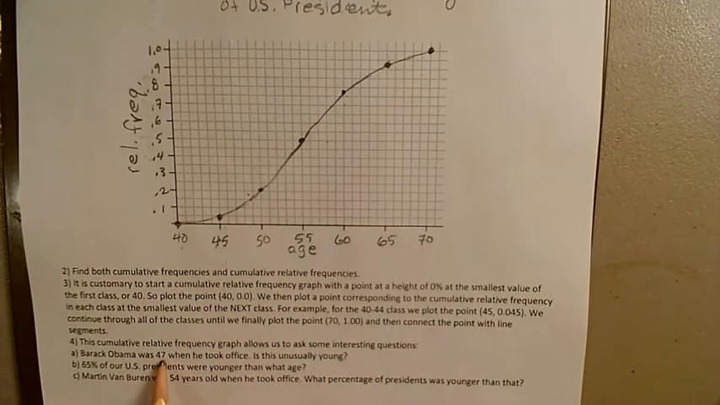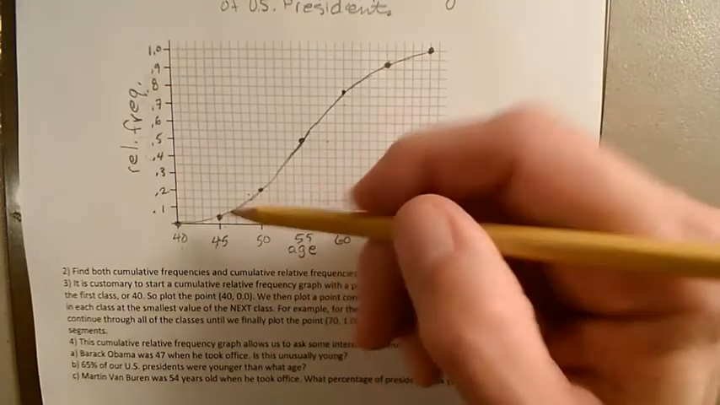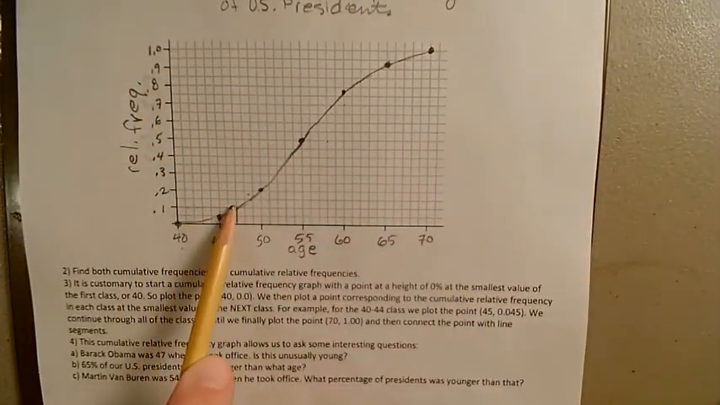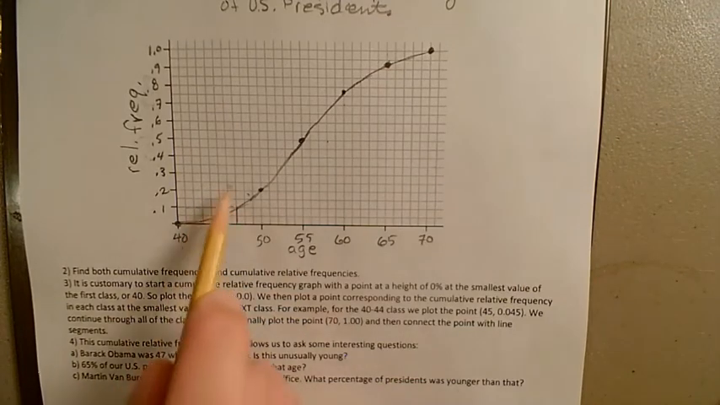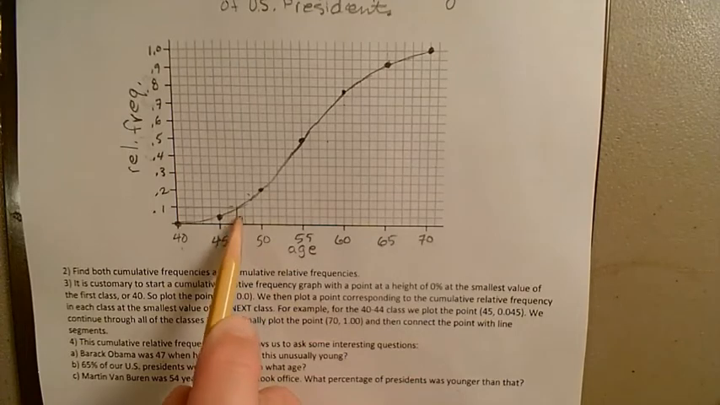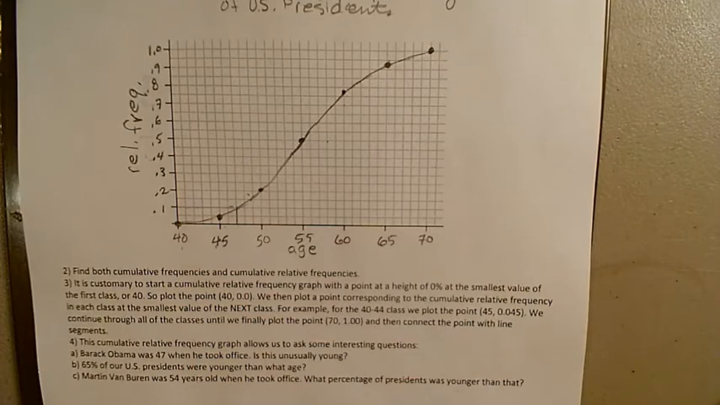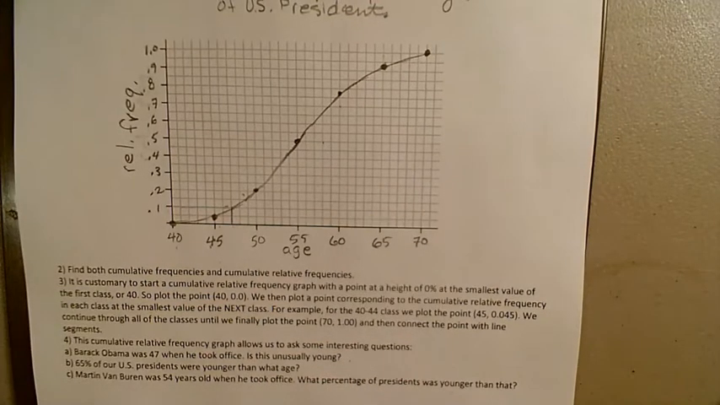Barack Obama was 47 when he took office. Is this unusually young? Let's look. 47 was here. At 47, if we go up, hit the curve and read it off to the left, there were only about 10%. These are percentages. That means 10% of the presidents were younger than him. So not very many presidents were younger than Barack Obama. That was particularly young. He's in what we'll call, as we'll see in the PowerPoint, the 10th percentile.